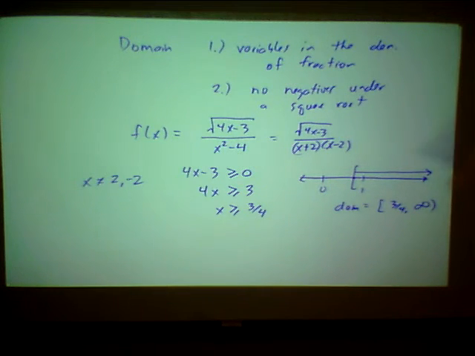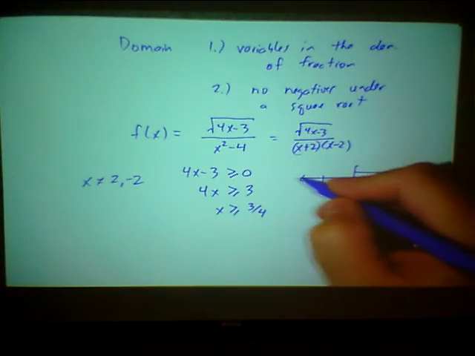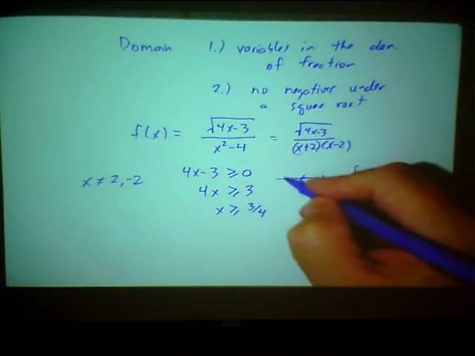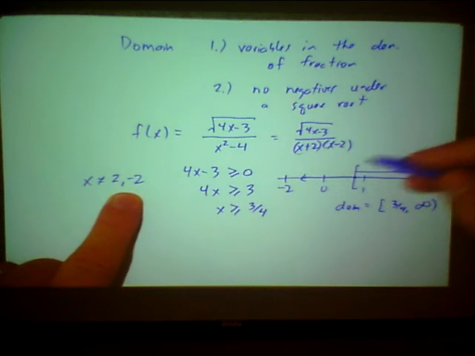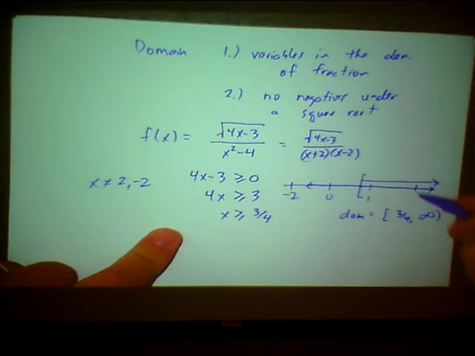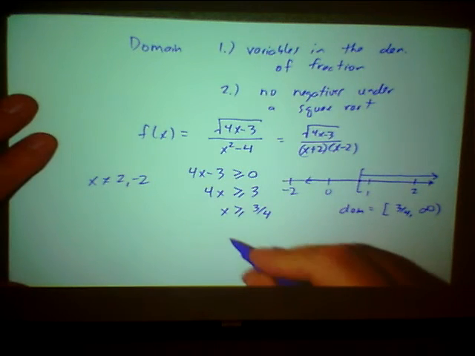So from the square root, I'm sitting here with my domain being greater than or equal to 3/4. And then I go over here and I see, if I graph minus 2, it's somewhere right here. Well, minus 2 is not even in the current domain. This minus 2 comes from the denominator. But how about the 2? The 2 is right there. That 2 is currently in the domain. I've got to take it out.